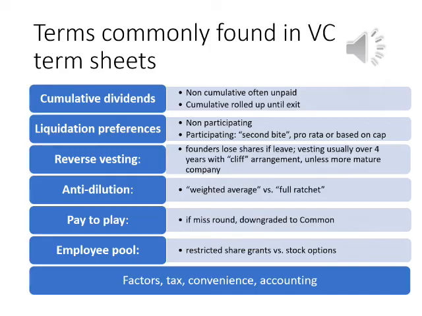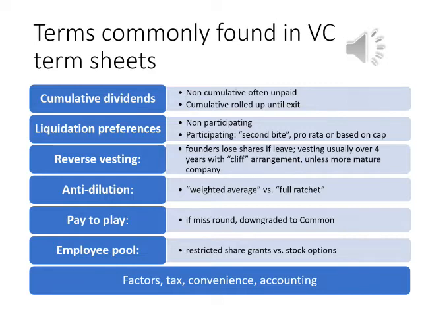We here explain some terms commonly found in specifically venture capital term sheets, so referring to earlier stage companies and startups. Cumulative dividends means that the dividends would not be paid out in cash and would just be rolled up until the exit point. Liquidation preferences means that the preferred shareholder would get first right on the liquidation, and these can be participating or non-participating. Participating means that the preferred shareholders would get a double benefit of the liquidation preferences.